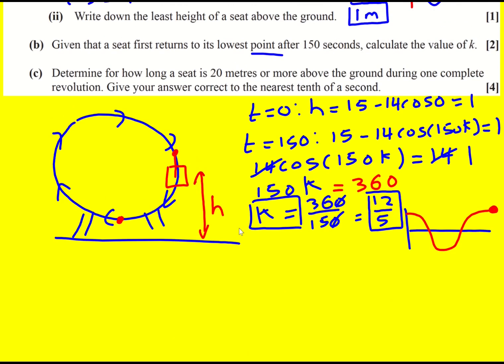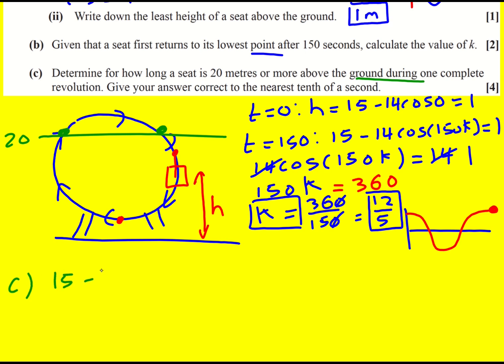Okay, then determine for how long a seat is 20 meters or more above the ground during one complete revolution. So let's say here is 20 meters. How long? So what we can do is find the times when the seat is 20 meters above the ground, and we can subtract them. That will tell us the duration that it is above 20 meters. So this time, definitely going to need to set this up as an equation.